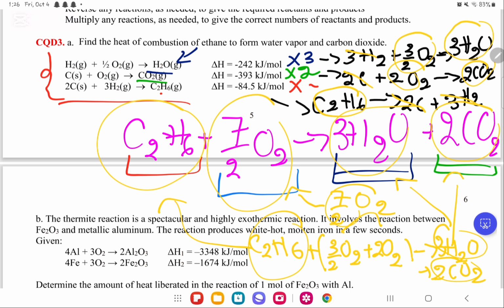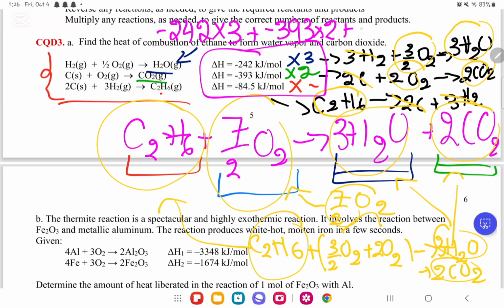But this isn't even our question. The question was to find the heat of combustion. How do we find the heat of combustion? We're gonna take all of the delta H's and we're gonna add them with what we changed. So it's now gonna be negative 242 times 3 plus negative 393 times 2 plus negative times minus 800 and minus 84.5.